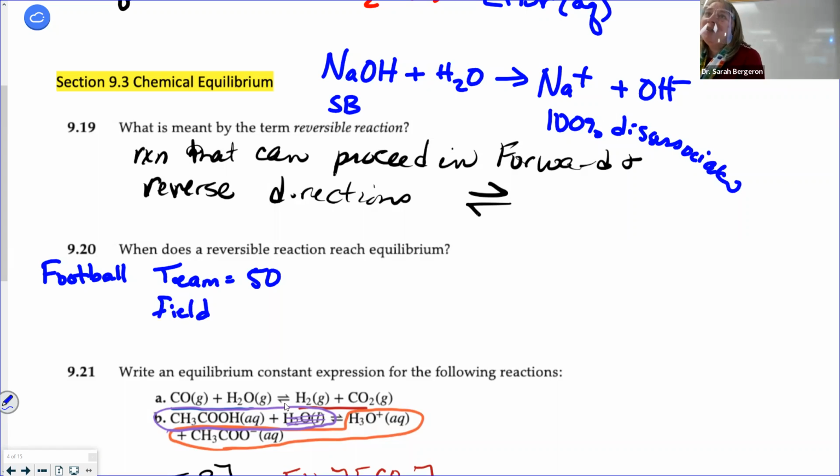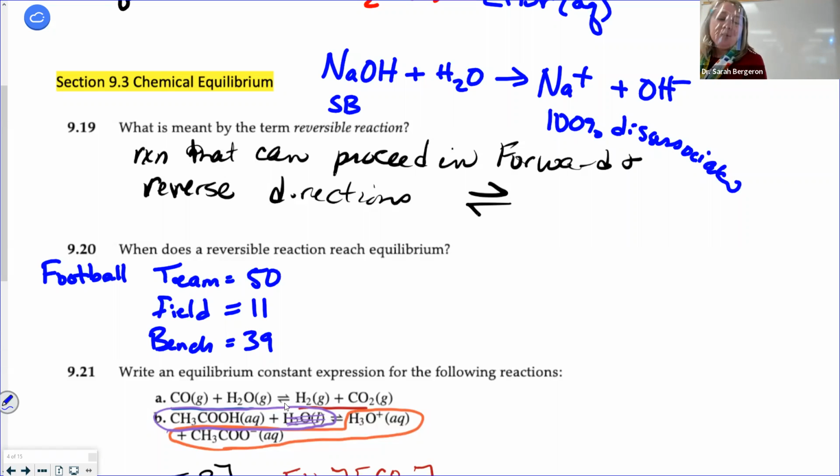Anybody know? Help me, please. 11? 11? Yeah? Close? Okay, good. All right, so then how many are on the bench? 50 minus 11. 39 are on the bench.